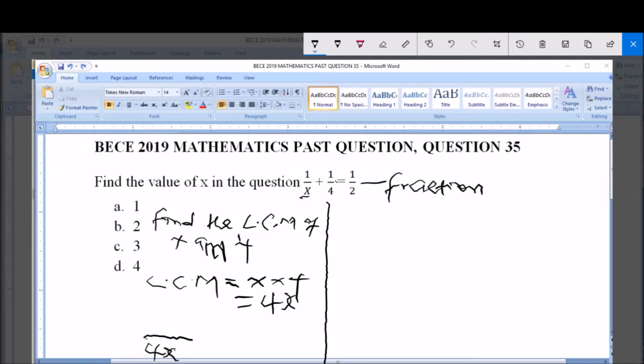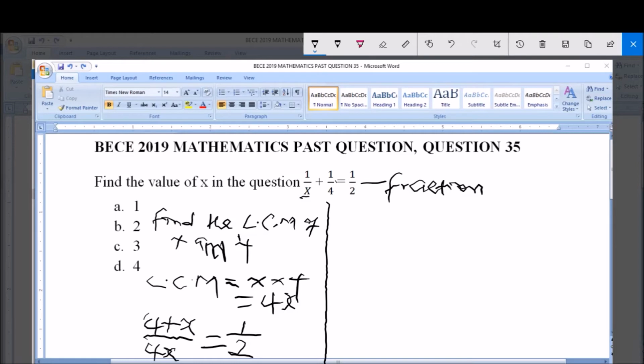Then 4 times this 1 here will give us 4. Remember your positive sign, plus, because it's addition. We are adding 1 over x plus 1 over 4, and we found the LCM of x and 4 to be 4x. Now 4 will go into 4x x times, because 4 will cancel 4 and you have x. And x times the numerator 1 will give us x. So 4 plus x all over 4x is equal to 1 over 2.